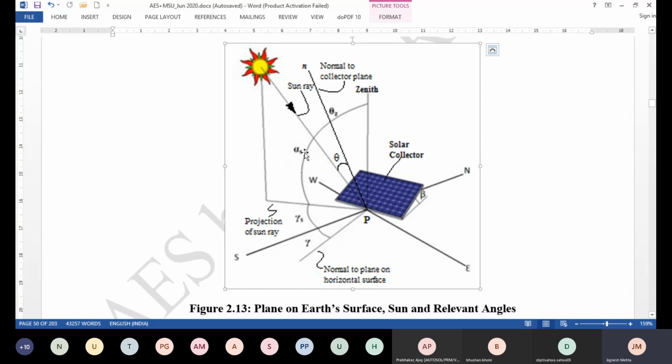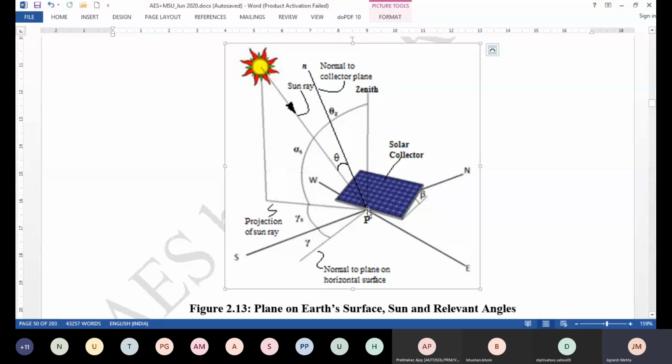If the sun is perfectly overhead, then angle alpha would be 90 degrees, and at the time of sunrise and sunset, it would be 0 degrees, right? It would be 0 degrees at the time of sunrise and at the time of sunset. So that's the altitude angle, which basically shows the height of the sun in the sky.